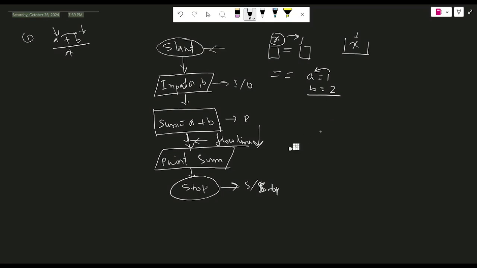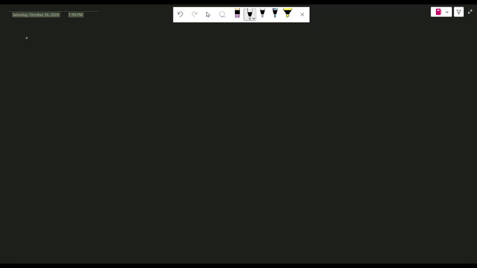Okay, so let's take an example. Again, one example. Let's say we have to perform area. Suppose we have to find the area of a rectangle. Everyone knows what the area of a rectangle is. It is L into B. Area equals L into B.